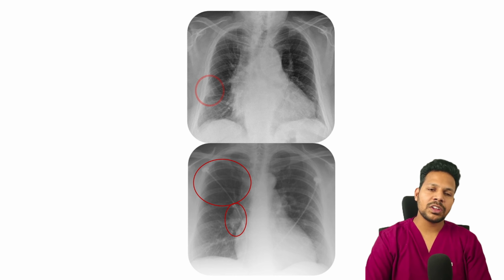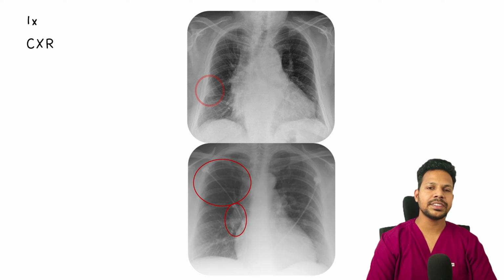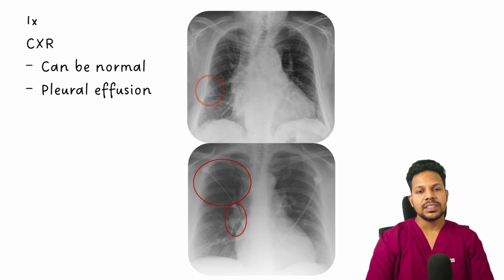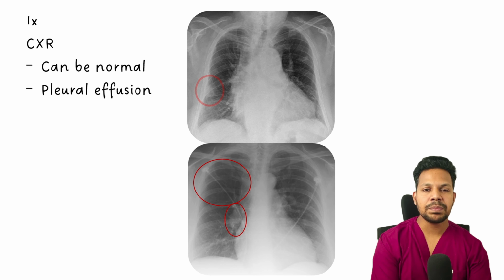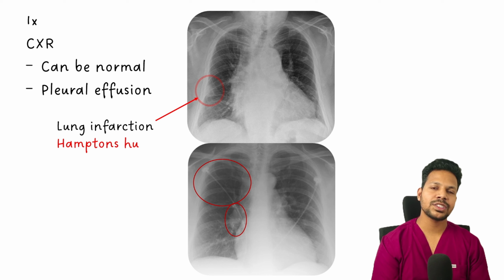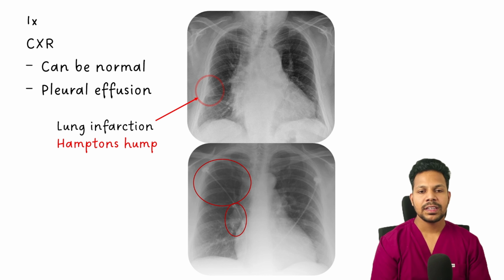Now let's look at the radiological investigations. If you see a chest X-ray, it is more likely normal. And sometimes you can see pleural effusion and certain other signs. What are these signs? The circled in the first image, you can appreciate a small opacity which is nothing but lung infarction. It is called as the Hampton's hump. In the second image, you can see an area of lung which is not having any significant vascular markings. This is because of focal oligemia.